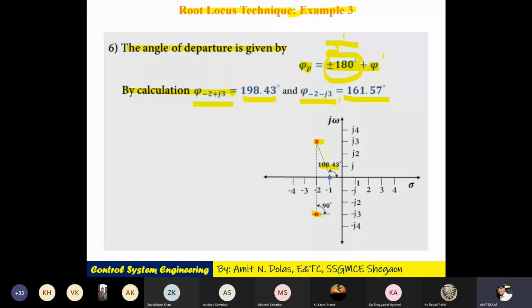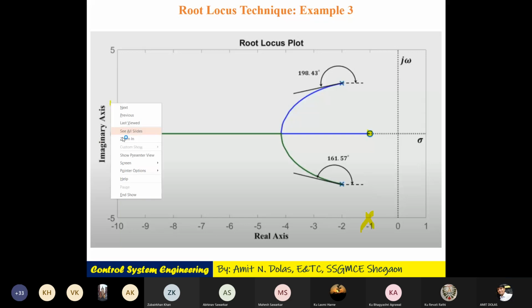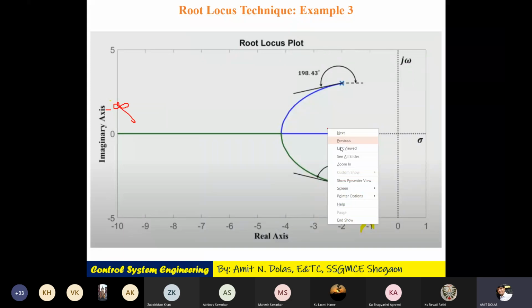So how will the root locus be? You can see whatever we discussed earlier. There is a -1 here. On -1 there is 0. 0 towards minus infinity, 0 toward here in this direction is minus infinity. So the complete root is from -1 towards minus infinity.